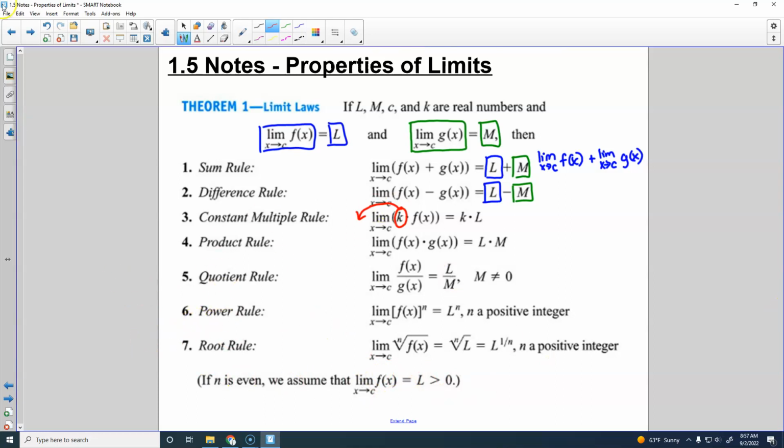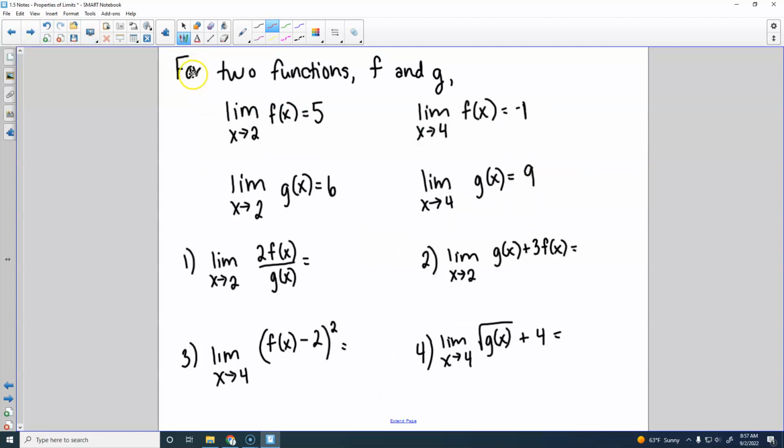So these are our properties. Let's look at what types of questions we're going to have and what we're going to do with these here. So we have in this case, two functions, f and g. And they give us this information that the limit as x approaches 2 of f of x equals 5, limit as x approaches 2 of g of x is 6, limit as x approaches 4 of f of x equals -1, limit as x approaches 4 of g of x equals 9. So that is just given information that they have given us here. So this very first one, I'm going to break it down into the theoretical steps of what's happening here, but we won't do that on all problems because these can be done much more quickly than what I'm going to show you.